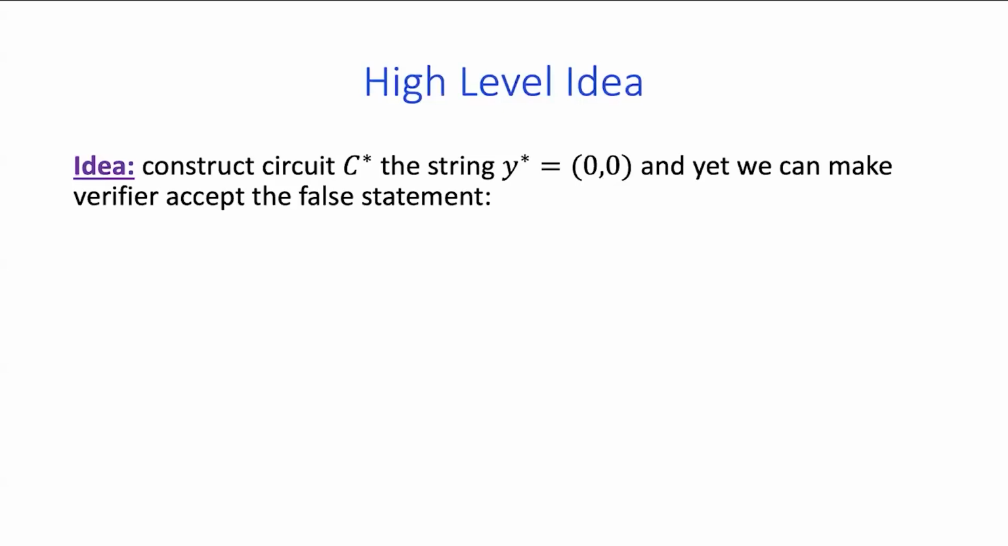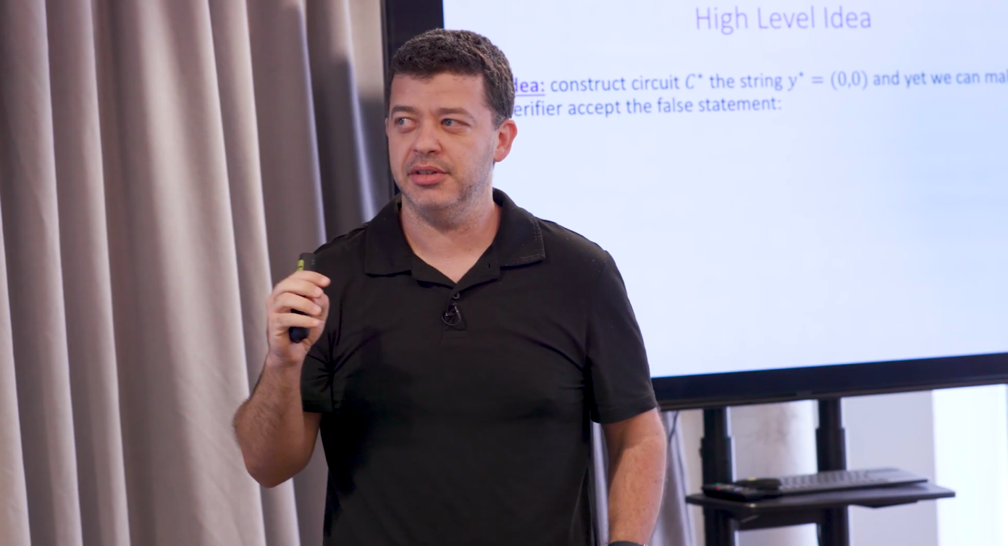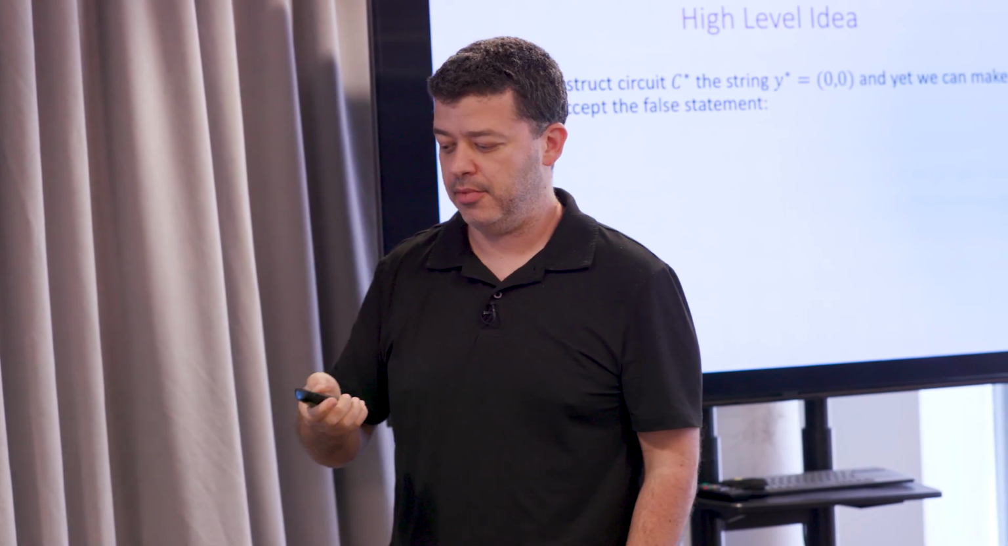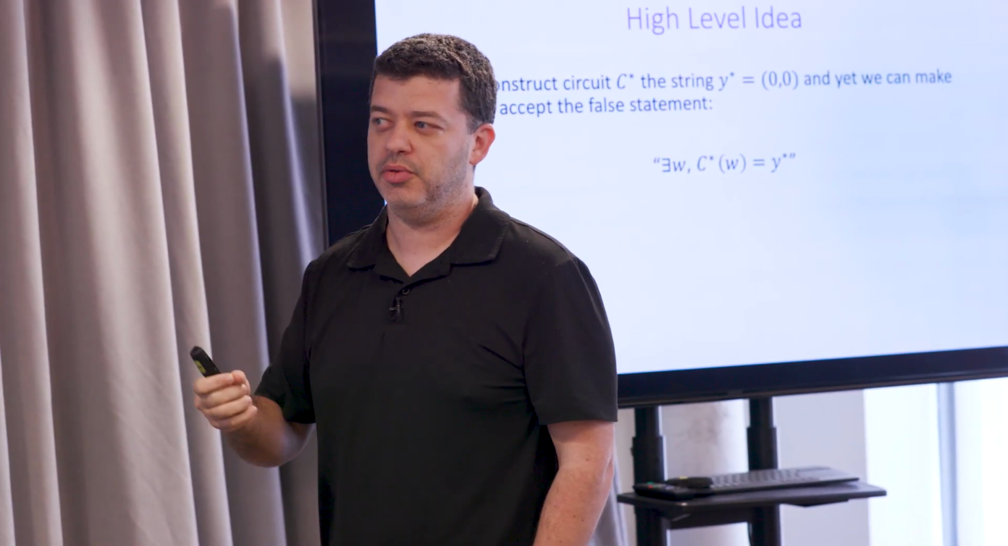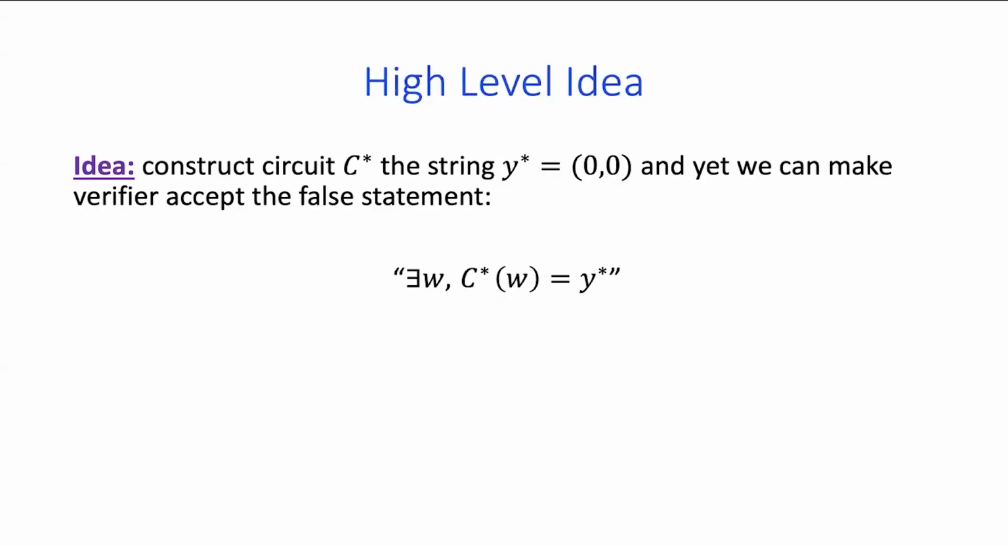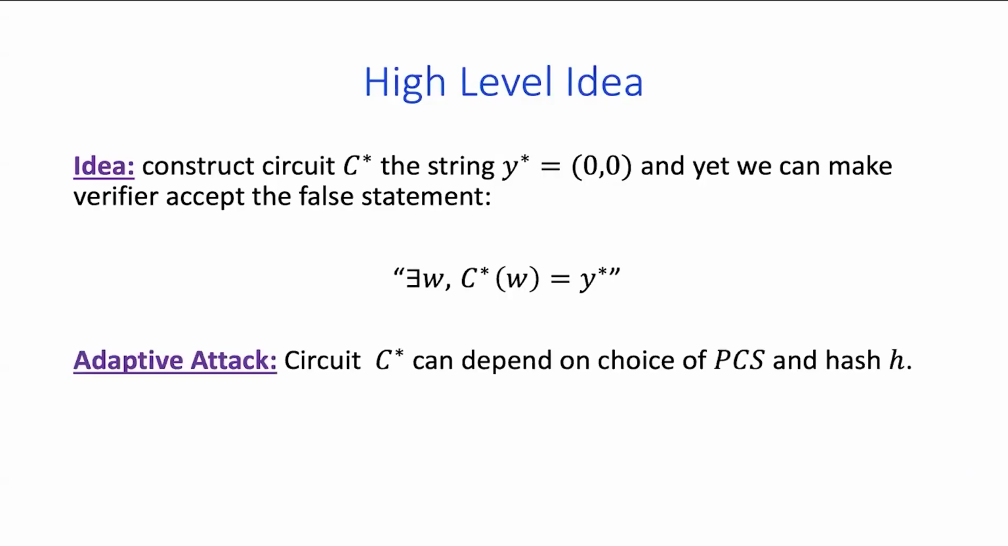Our plan is to construct an explicit circuit C star. We're going to be targeting a very specific output string, which is just the vector of two elements, 0, 0. It's a very specific vector, which is convenient. And we're going to claim that our circuit C star sometimes outputs Y star, even though this never ever happens. And it's an adaptive attack, as Tim was pointing out. My circuit C star can depend on the choice of PCS and hash.